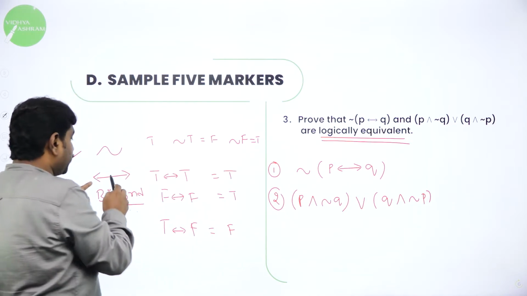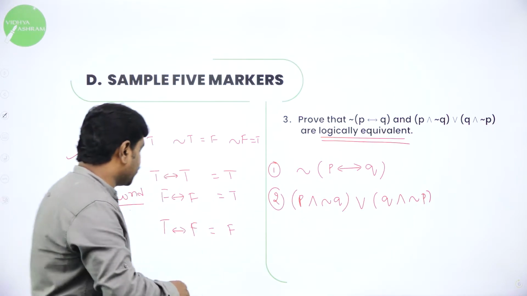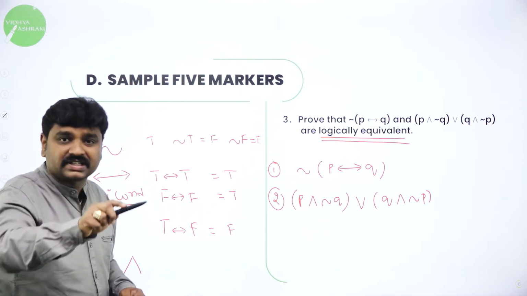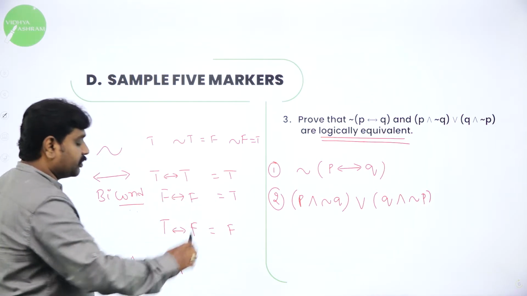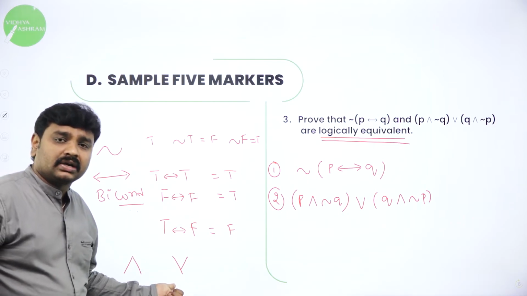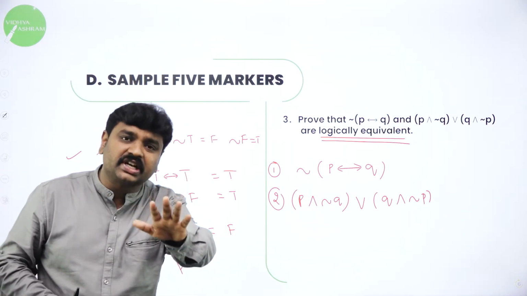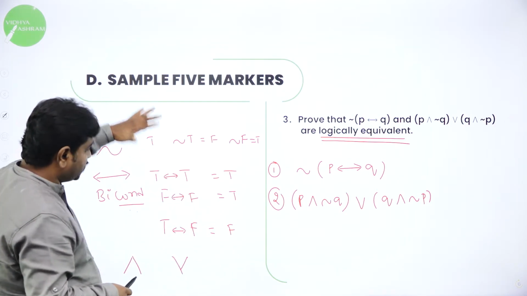You know this. Biconditional means what? If both are same, result is true. And then AND operation. AND means what? If any one statement is false, then result is false. And OR statement. What is the logic of OR? Yesterday we discussed it. OR means what? If any one statement is true, result will become true. That's it. Then these are the basics required.